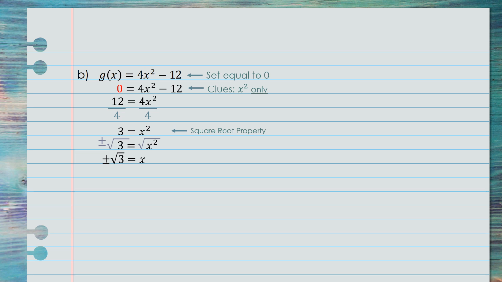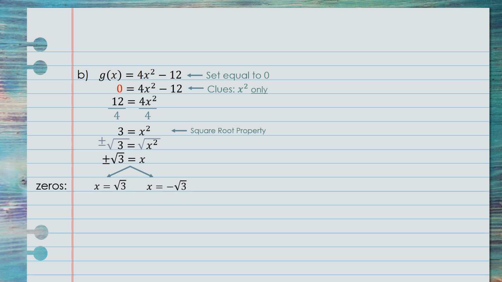Since we have plus or minus, that means we have two possibilities, and we need to separate them. The first possibility would be x equals square root 3. The other possibility would be x equals negative square root 3. Now, although we think of these as solutions, we have to remember we're dealing with a function. So for functions, we now call these zeros. Now looking at your zeros, are these real or imaginary?